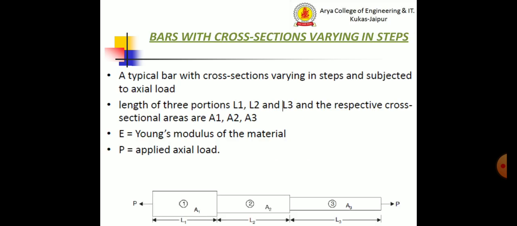Bar with cross-section varying in steps. A typical bar with cross-section varying in steps and subjected to an axial load has three portions of lengths L1, L2 and L3, and the respective cross-sectional areas are A1, A2, A3. E is the Young's modulus of the material, P is the applied force. In the figure you can see there is a tensile force P acting on a bar of varying cross-sectional area, varying in steps.